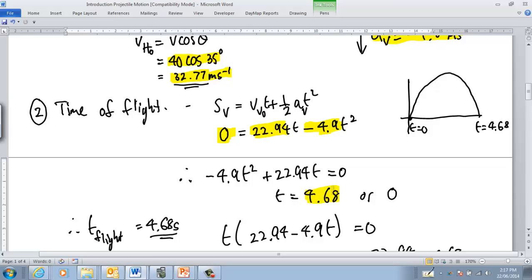Because it's going from ground to ground, we know that the time to get to the top of this projectile will be half of that time. It's got to be symmetric.